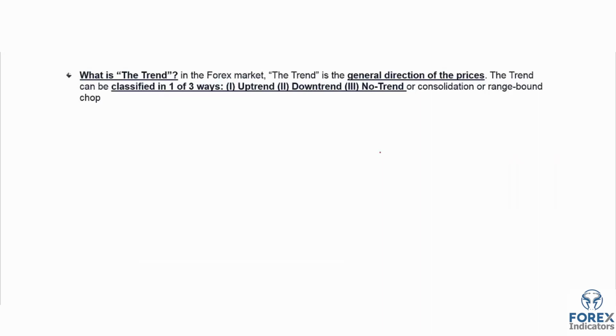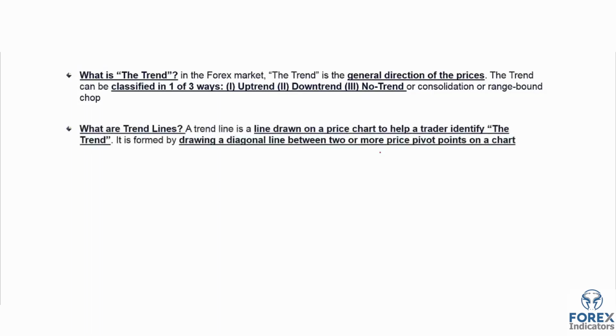So what is a trend? Well, in the Forex market, the trend is generally the direction of the prices. The trend can be classified in one of three ways. You've got an uptrend, a downtrend, or no trend, also known as consolidation or a range-bound market.